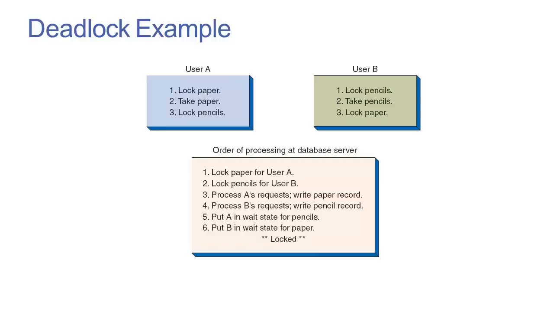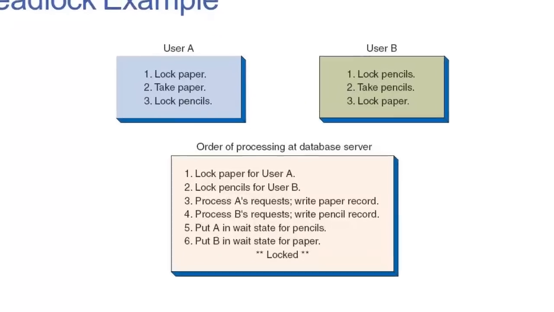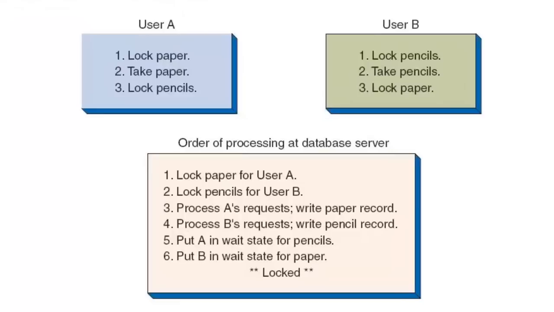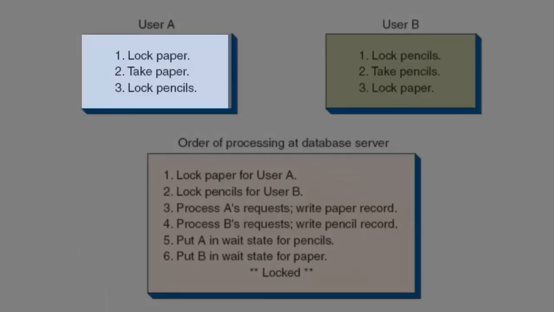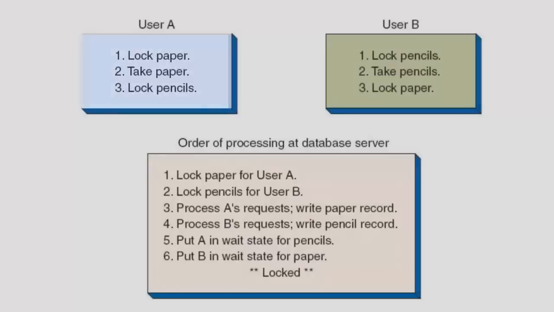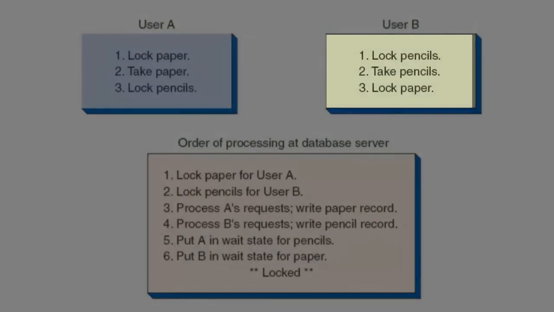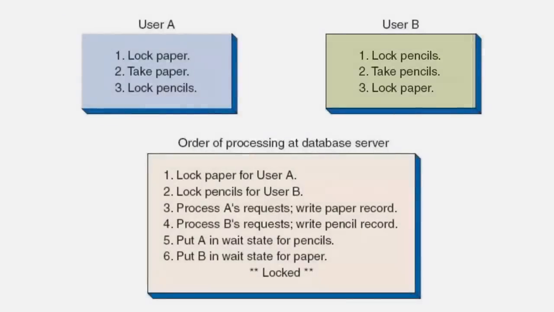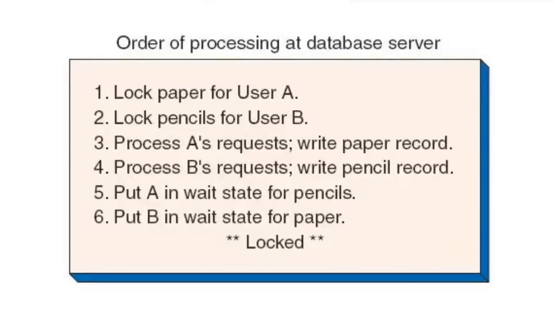So here we have a conceptual example for user A and user B. We're not going to worry about the technical details of the database. We'll just say that we're working with simple objects, paper and pencils. So imagine that user A initiates the following sequence of events. Lock paper, then take some paper or modify the value of paper, and then try to lock the pencils. Simultaneously, user B locks the pencils, tries to take or modify the value of the pencils, and then asks the database to lock paper. So let's see what happens at the database server when these requests arrive.